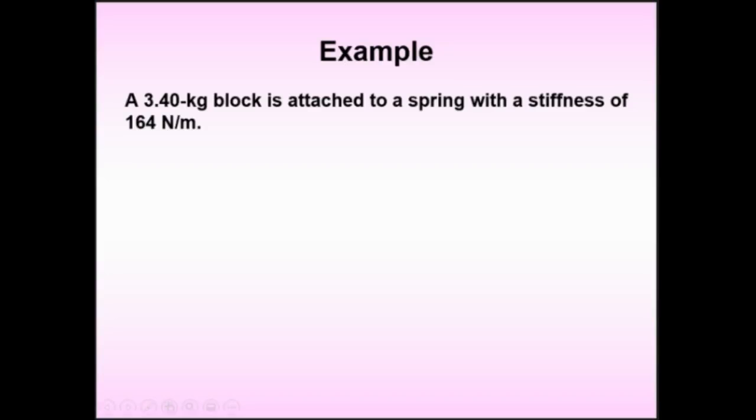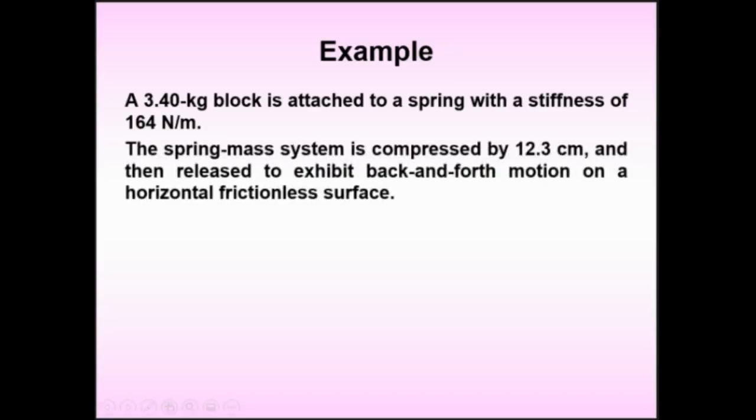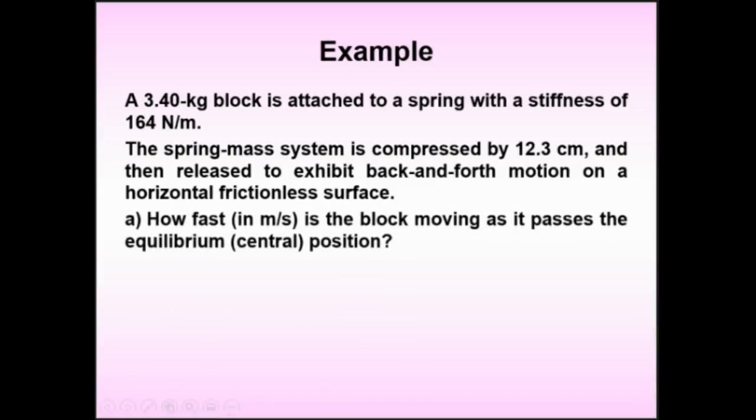Okay, so the first question is, the spring mass system is compressed by 12.3 centimeters and then released to exhibit back and forth motion on a horizontal frictionless surface. Great. Question A. How fast in meters per second is the block moving as it passes the equilibrium central position?